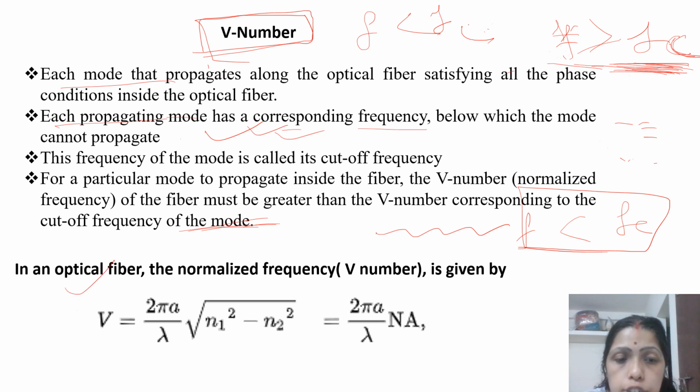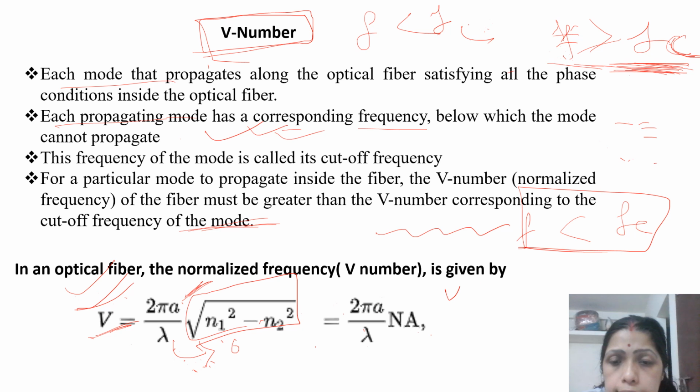So the normalized frequency is defined as the V number. Whatever cutoff frequency I told, that is defined as the V number. V is equal to 2 pi a by lambda, root under n1 square minus n2 square, which is equal to 2 pi a by lambda into NA, where NA is equal to root under n1 square minus n2 square. Here a is the radius of the core, and 2a will be the diameter of the core. Lambda is the optical wavelength at which the light is incident on the fiber, right? So this is the V number.